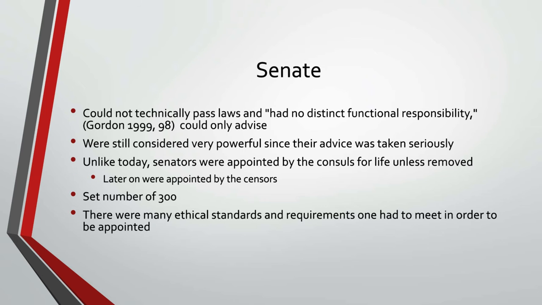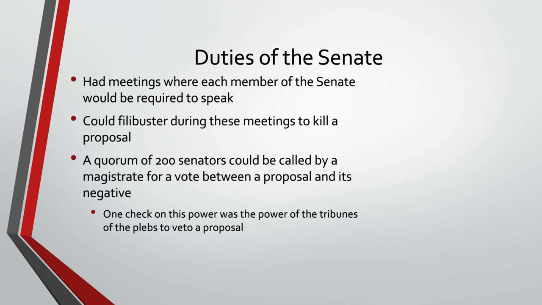So, first, we're looking at the Senate, and unlike today, they could not technically pass laws and were only able to advise. However, they were still considered a very powerful element of government since their advice was taken so seriously. And unlike today, senators were appointed by the consuls for life unless they were removed. They didn't serve terms, and there was a set number of 300.